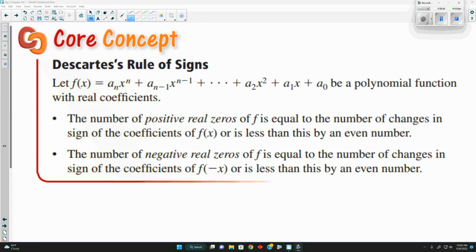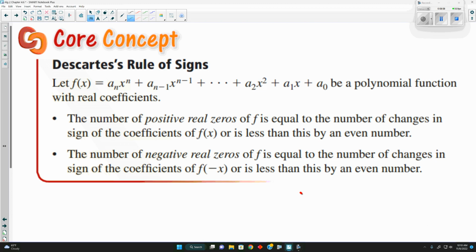I think, therefore I am. That's René Descartes. He did that also. So philosopher, mathematician. Now, one of the things he came up with is this rule of signs.